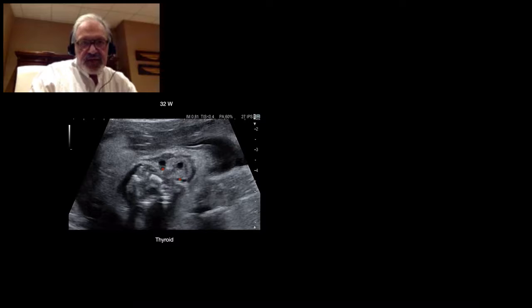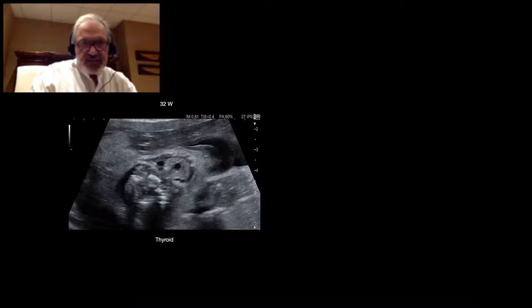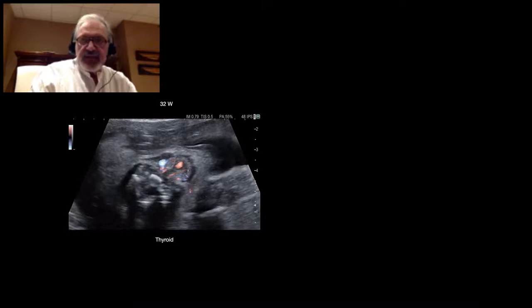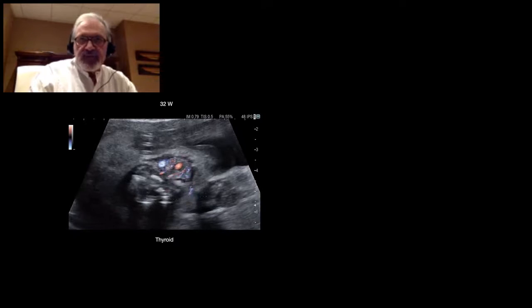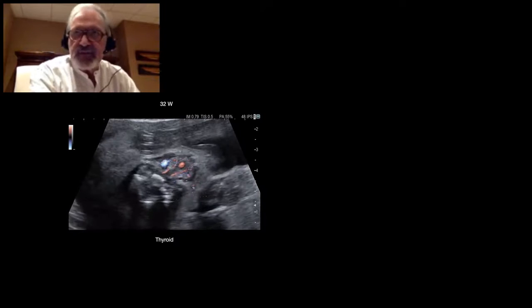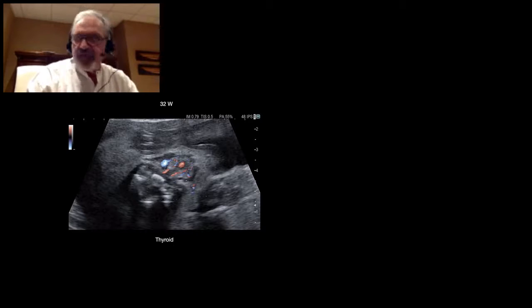This is a thyroid at 32 weeks, and you can see carotid and jugular vein. And the vascularity of the thyroid is not visible when the TRIB is normal, but with DFI, its afferent vessels are visible, like you can see here.